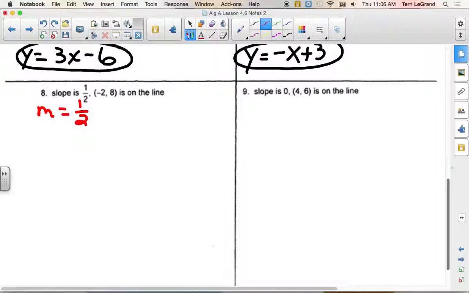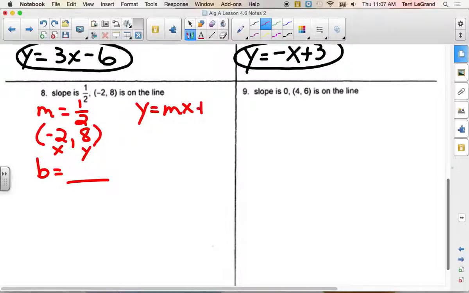Is our ordered pair the y-intercept? No. Okay, so negative 2, 8. Negative 2 is our x. 8 is our y. We're looking for b, aren't we? Okay. So let's do our substituting in.